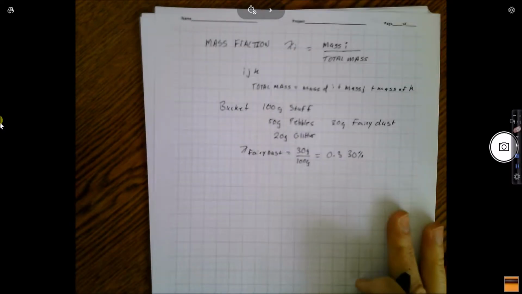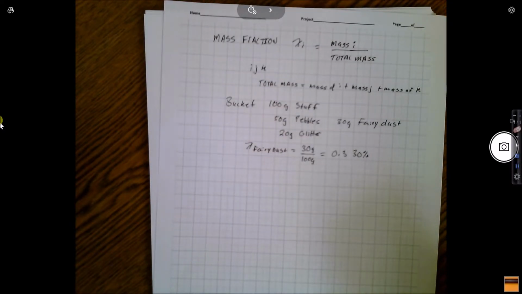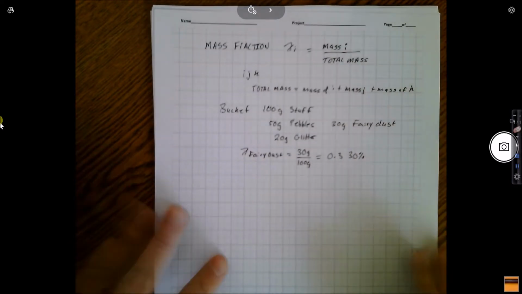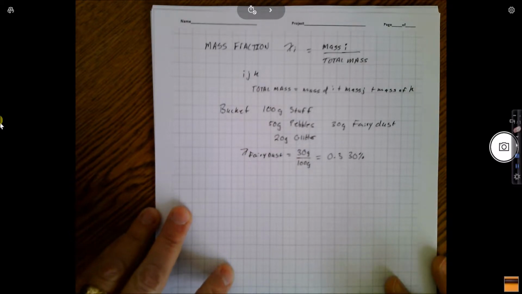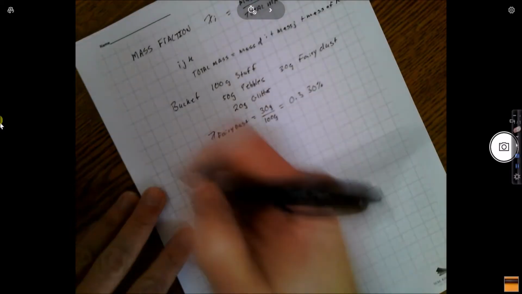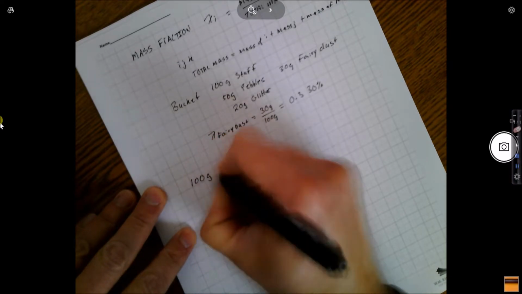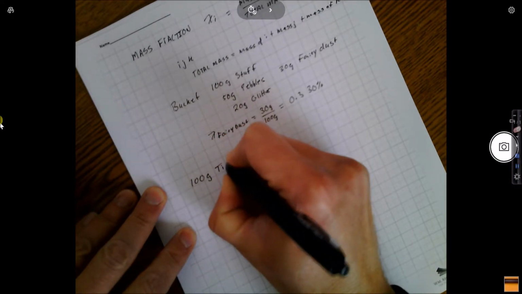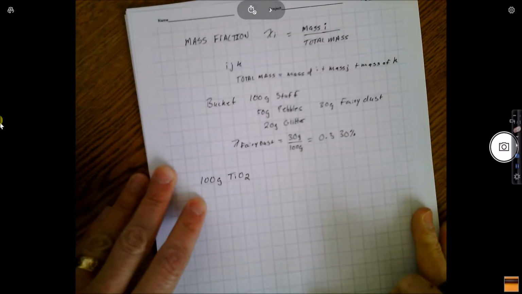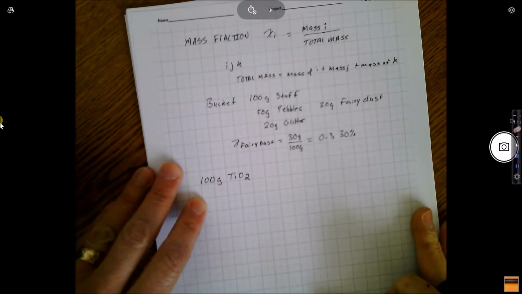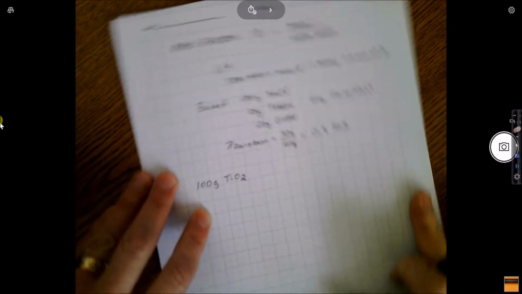So that was a simple example. You could almost have guessed it just by looking at the numbers because I started with a nice round number of 100. But this is how you would calculate mass fraction. So let's do a slightly more complex calculation for mass fraction. Let's go back to our titanium dioxide example. Let's say we have 100 grams of titanium dioxide, and we want to know what the mass fraction of titanium is.